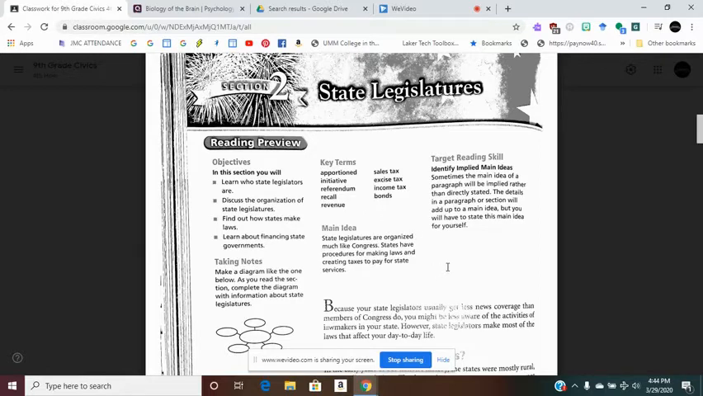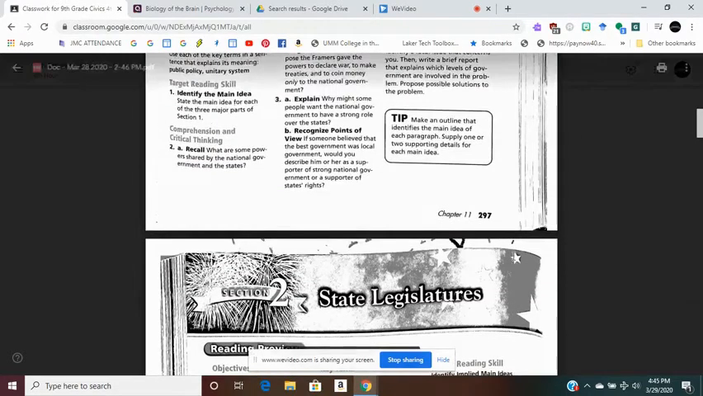The main idea of the reading is that state legislatures are organized much like Congress, like out in Washington, D.C. States have procedures for making laws and creating taxes to pay for state services. All right, so here we go.